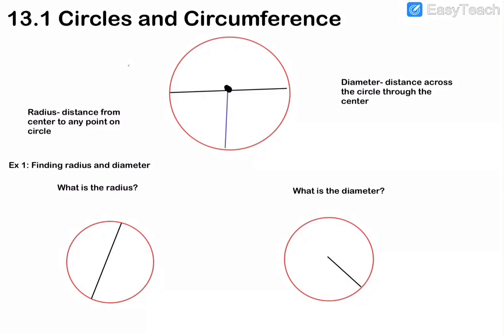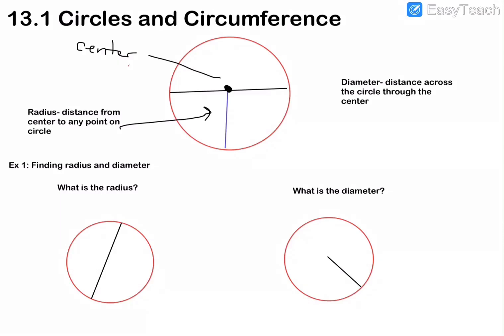And real quick, we're going to go over the different parts of a circle. This should be review for you, but if not, just go ahead and jot these notes down. And remember to ask questions if you have any issue with anything. So the first thing we have is the circle. This black dot in the middle of the circle is the center. Now the radius is the distance from the center to any point on the circle. So the purple line right here is the radius.